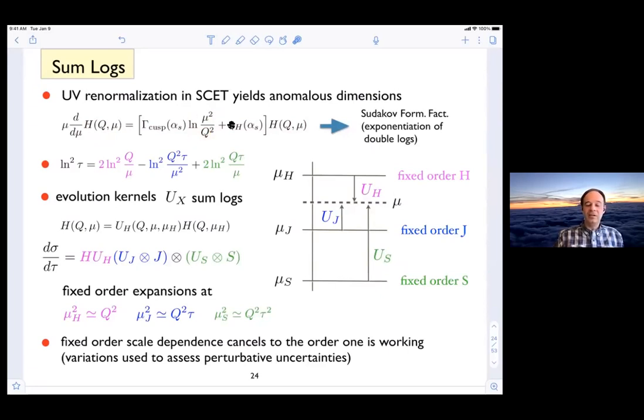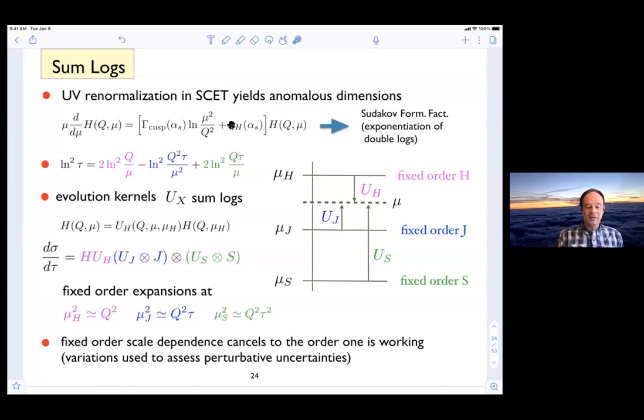And if I integrate a single log once with respect to mu, I get a double log, and that's sort of an exponential of double logarithms, which is the Sudakov double logarithms or the Sudakov form factor. And then when you go through the evolution in the EFT, it's allowing you to sum logs of some observable that a priori in the full theory didn't even know about scales. But by splitting it into scales in the EFT, you split it into hard dynamics, collinear dynamics, and soft dynamics. And then you do RG evolution for each one of those, and you can sum up all these logarithms, even if they're double logarithms, like a log squared of tau.